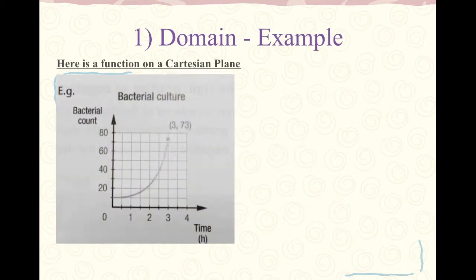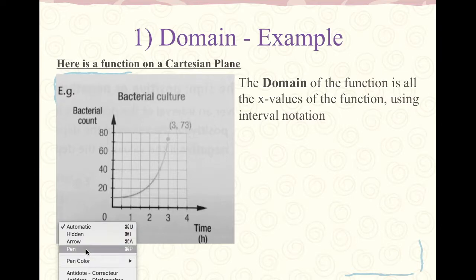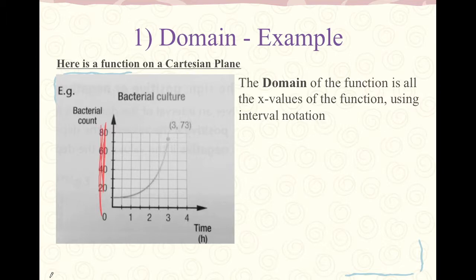So here's a function on our Cartesian plane, and all these properties you need to identify using a Cartesian plane, not a table of values. You will be given a Cartesian plane. So here's a function. The domain of the function is all the x values of the function using interval notation. So if you're looking at this graph here, assume it starts here and it just goes up here. All right? So we don't care about these right now. We do not care about these right now. And let's see if this pen works. This here we don't care about, so we're just going to hide it for now.